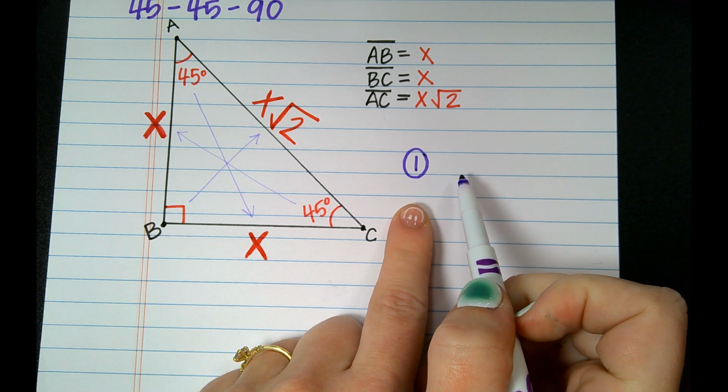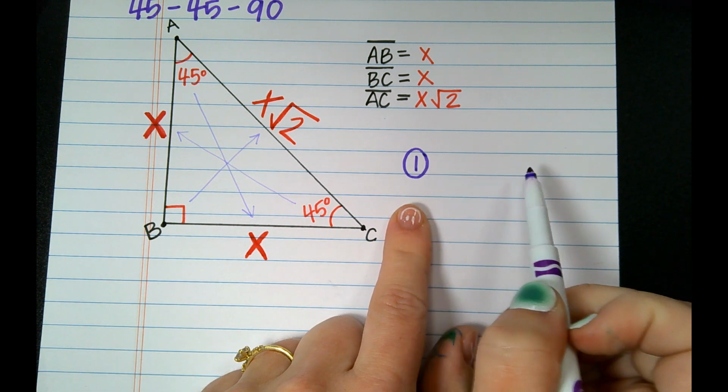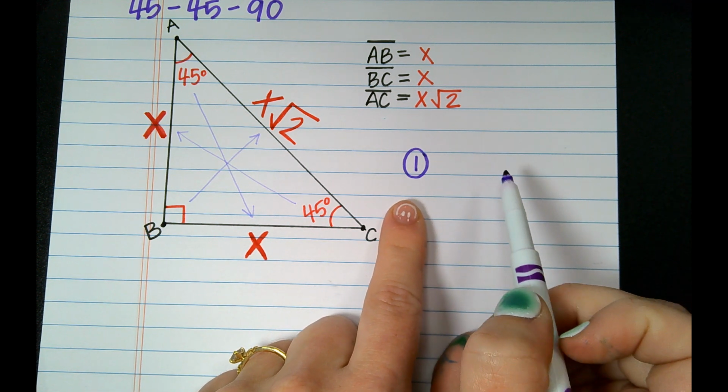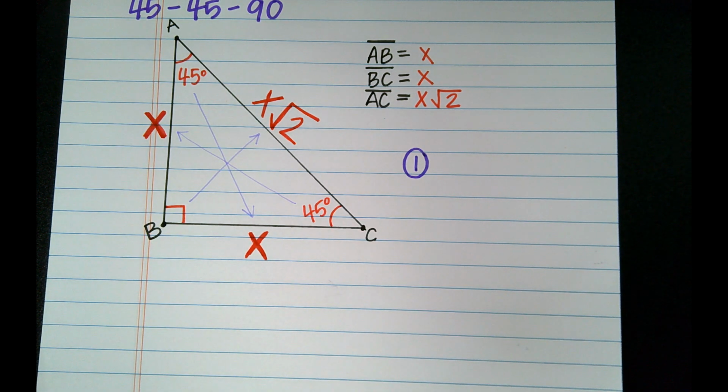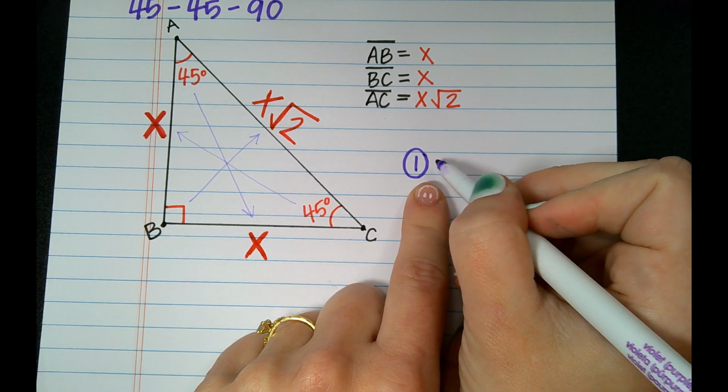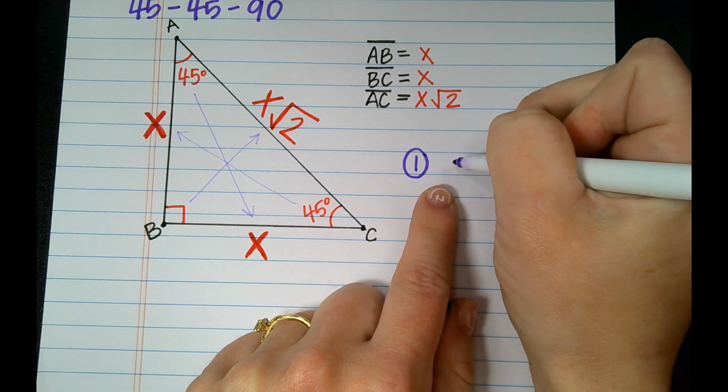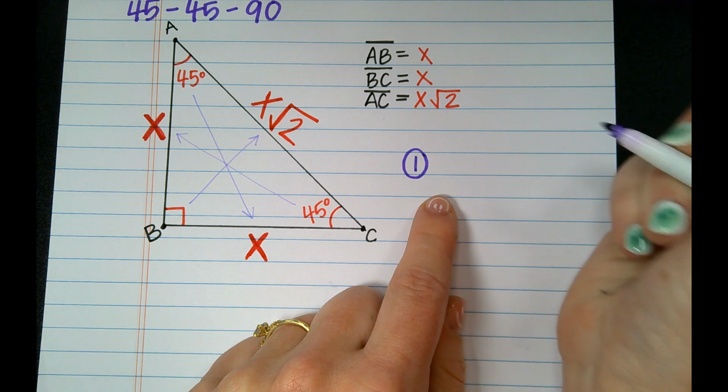I don't know that I want to write this as a step, but I think it's always a great place to start labeling things. Make sure you know which side goes with what measurement. But after that, the first step that we're going to take is to solve for x.